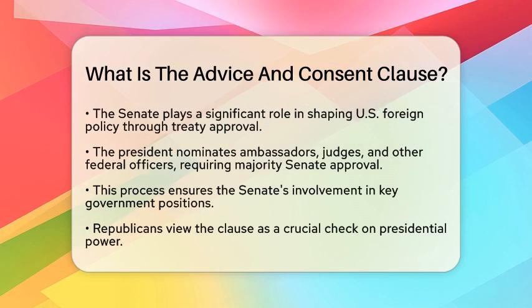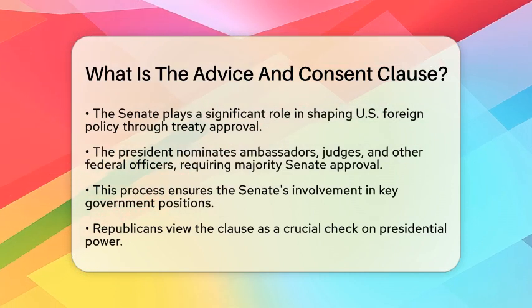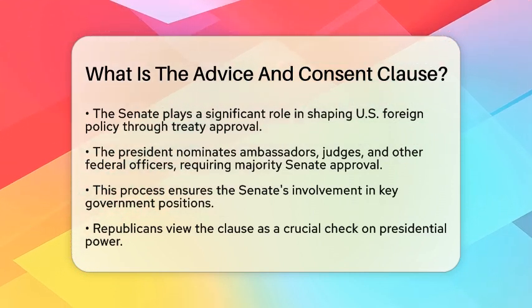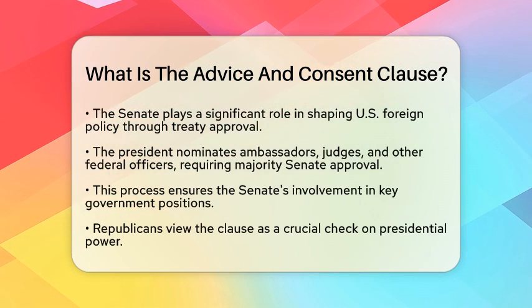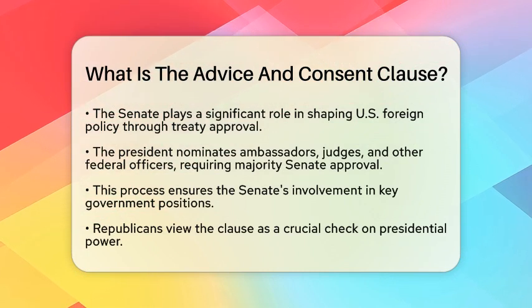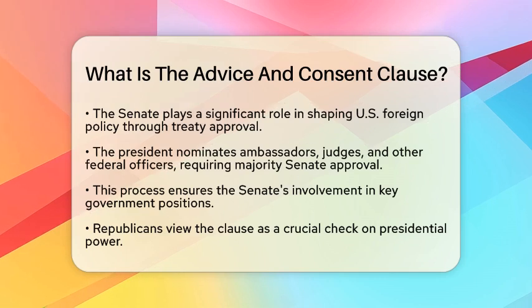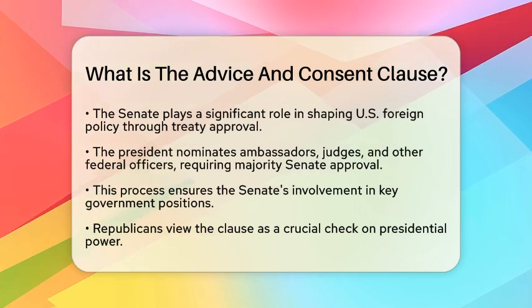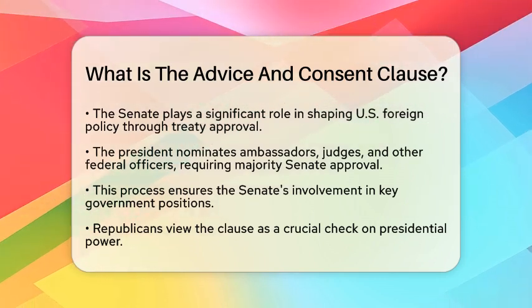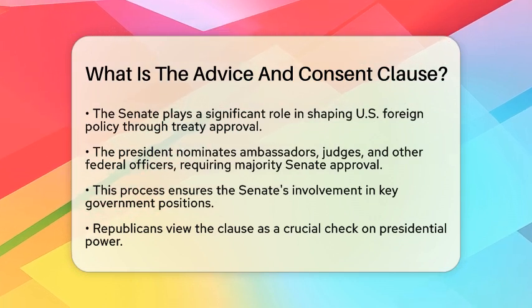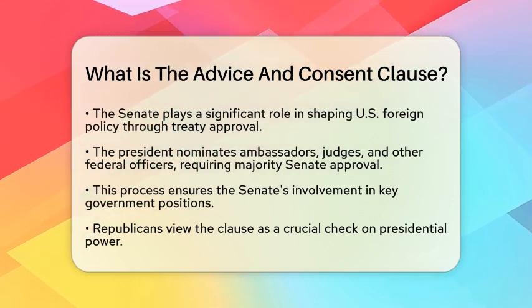For appointments, the President nominates ambassadors, judges, including Supreme Court justices, and other federal officers. These nominees cannot take office without receiving majority approval from the Senate. This process ensures that the Senate has a say in who holds important positions within the federal government.